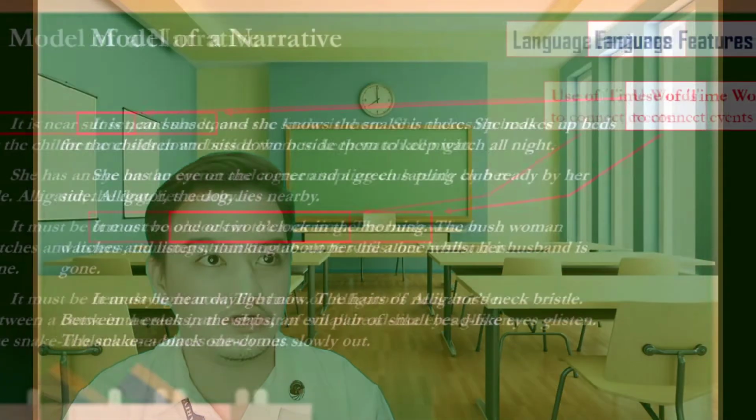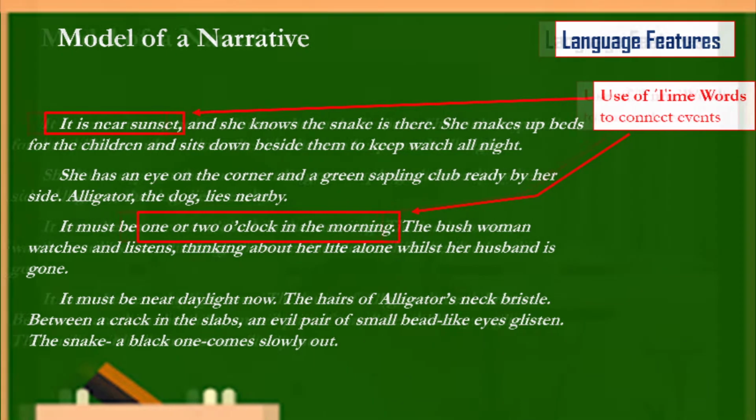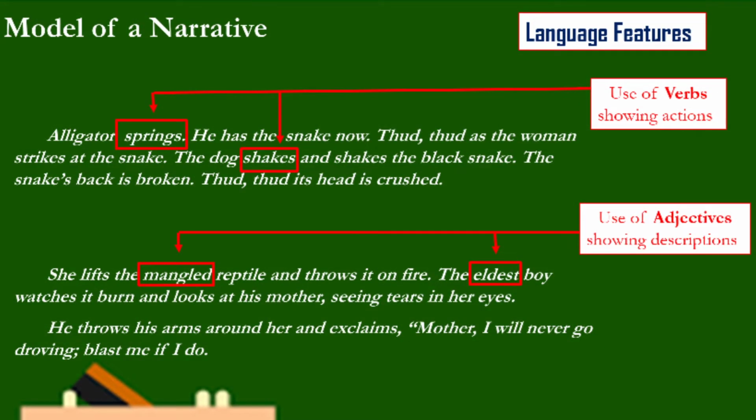Another language feature that you can see in a narrative is what we call the use of time words to connect events. So we have here, it is near sunset. Okay, it gives the time. And 1 or 2 o'clock in the morning. So it states time. Another language feature that you may use as a writer is the use of verbs showing actions. So here we have springs and shakes for verbs. And the last language feature is the use of adjectives showing descriptions. So we have here mangled and the eldest.